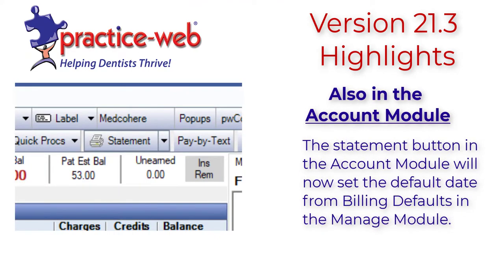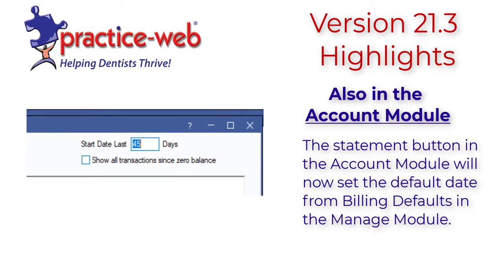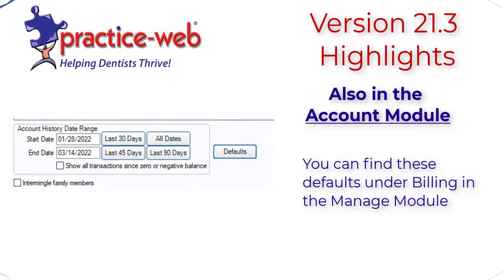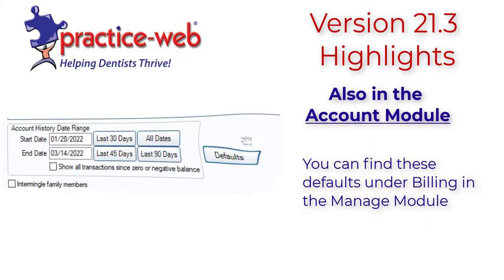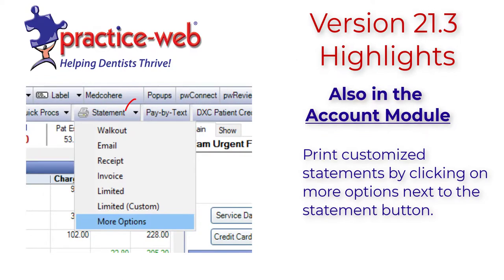And the Statement button in the Account module will now set the start date from billing defaults when you print a statement. You can find these defaults under Billing in the Manage module. If you need to print a more comprehensive account history, you can click on the More options to change the date range if needed.